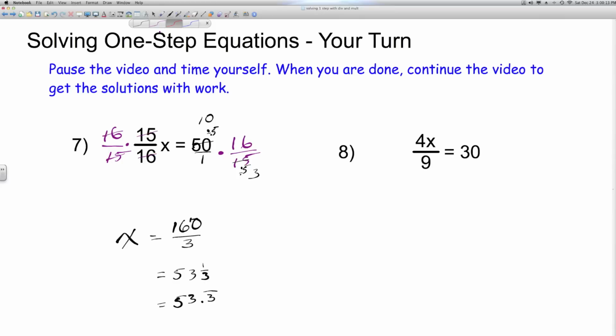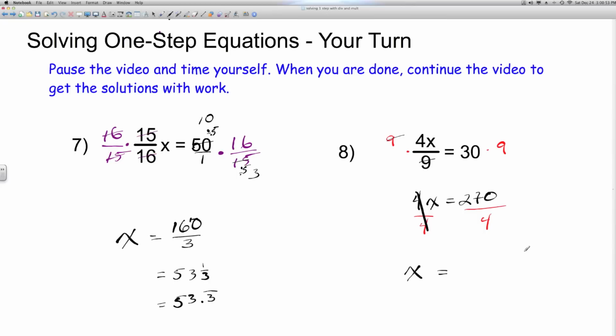What we're going to do is multiply, in this case, each side by 9. This is using the two-step method. On the left-hand side, the 9's cancel out, leaving us with 4x on the left of the equal sign. And on the right of the equal sign, we have 30 times 9, which is 270. Next, we will divide each side by 4. On the left-hand side, the 4's divide out, leaving us with 1x being equal to, and then 270 divided by 4.